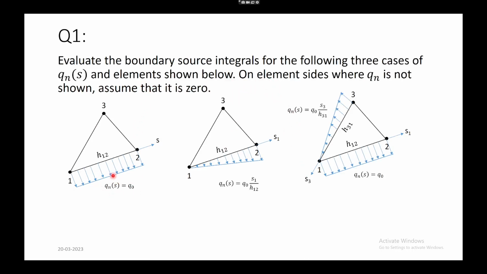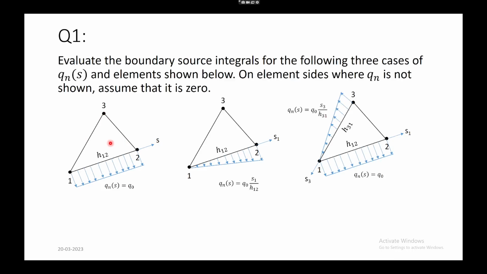On element sides where Qn is not shown, assume that it is 0. For example, in this element you can see the boundary source is there for side 1, 2. For the other two sides it is not shown, which means we can assume it as 0. So there are three cases totally, and we will solve each case one by one.